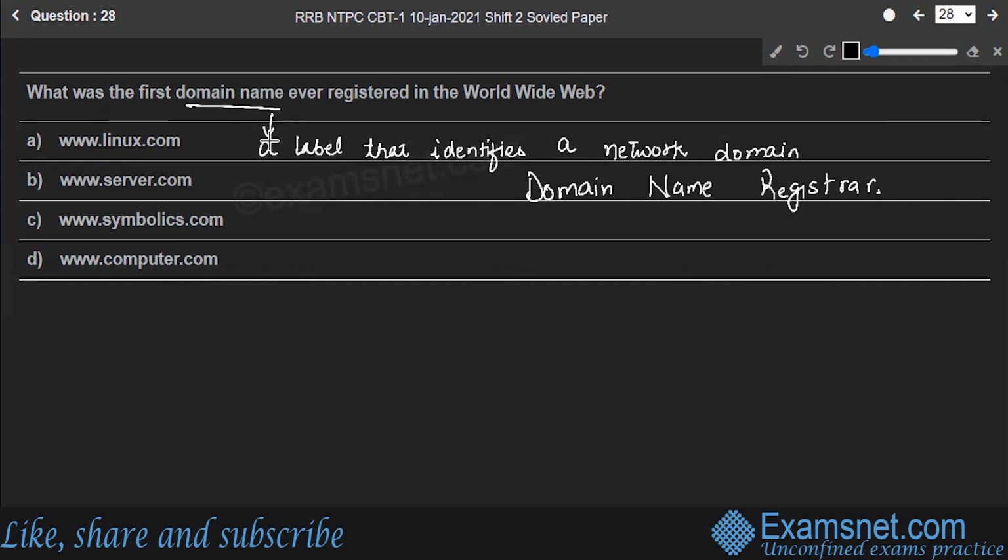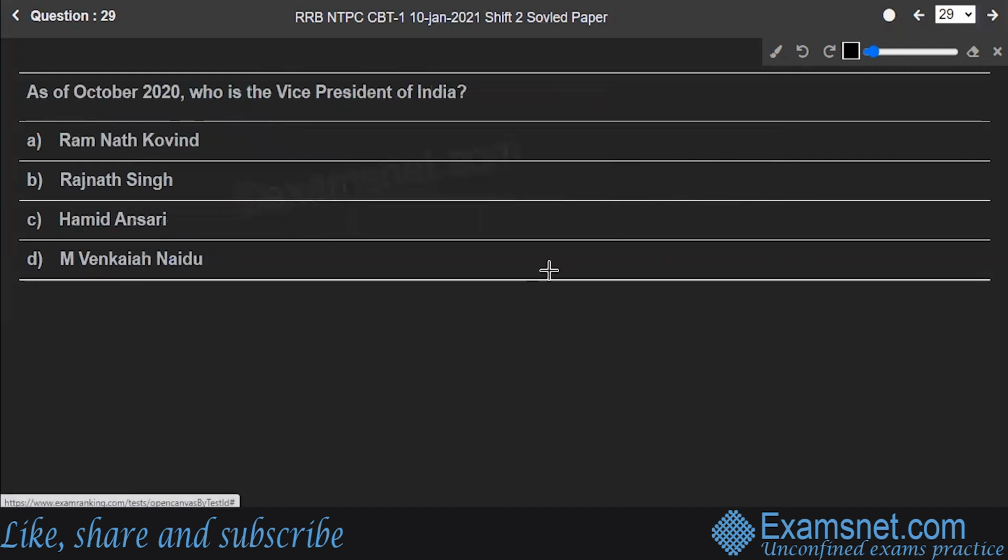So, the question was, what was the first domain name ever registered? It was symbolics.com. The first domain name ever registered was symbolics.com. It was registered on March 15, 1985. Hope you got that. So we have option C as the correct answer to the question. See, a domain name registry is actually a database of all the domain names and the associated registrant information in the top level domains in the DNS, that is domain name system. So we have option C as the answer. Let's move to the next question, number 29.